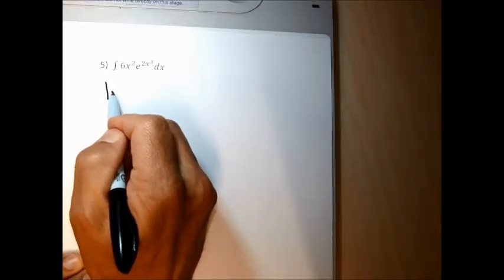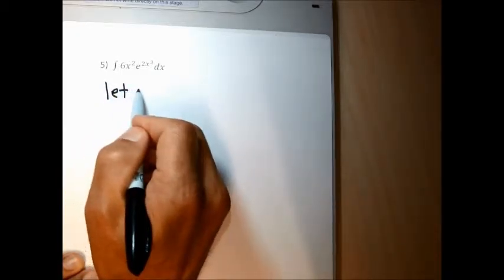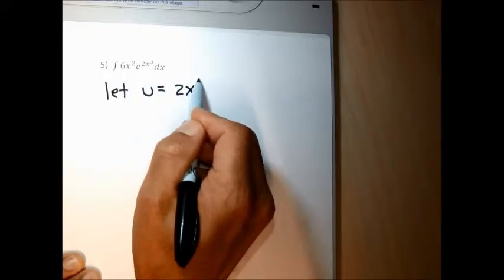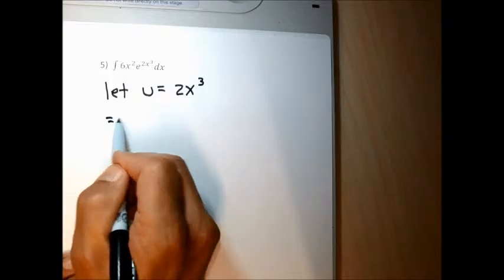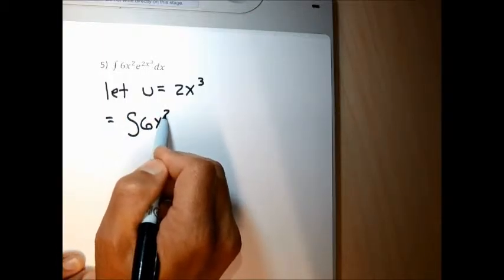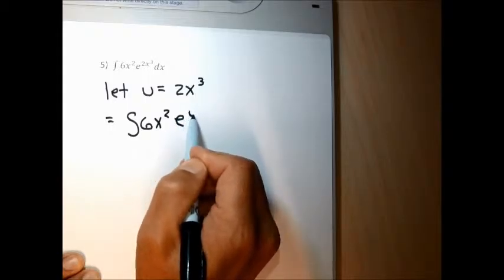5 is another u substitution. When we have the e problems, we generally let the u be the exponent of the e, and that's what I'm going to do here. And then if I do my rewriting in stages, I think it's easier to follow, but you can do all your rewriting in one step.